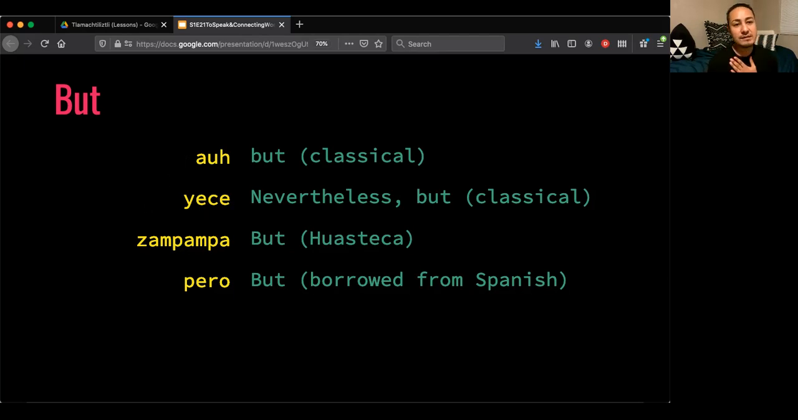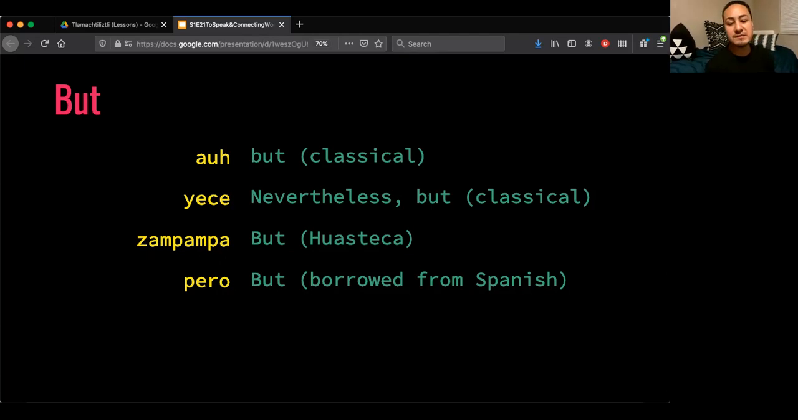But our variety of Nahuatl, the Huasteca variety, we use the word Zampampa, at least in the Huasteca version in Chicontepec, Veracruz. But I don't know if other varieties that are also Huasteca also use Zampampa. But in Chicontepec, Veracruz, Zampampa does mean but. Pero. A lot of the varieties currently borrow the Spanish word pero, and they'll just say the word pero. So these are all the possibilities, and I'll tell you that the most common ones in the Huasteca variety are going to be Zampampa and pero.